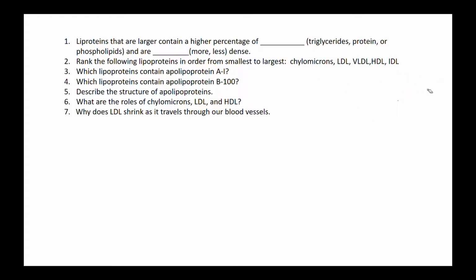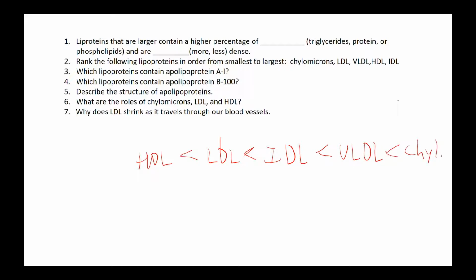All right, so now moving on to our second one. Rank the lipoproteins in order from smallest to largest. I'm going to go ahead and provide you the answer here, and then I'll talk through how you could maybe remember this. So HDLs are our smallest, followed by LDLs, IDLs, then our VLDLs, and then our chylomicrons. So this is the answer for number two. Smallest to largest, we'd have HDLs as the smallest and chylomicrons as the largest.